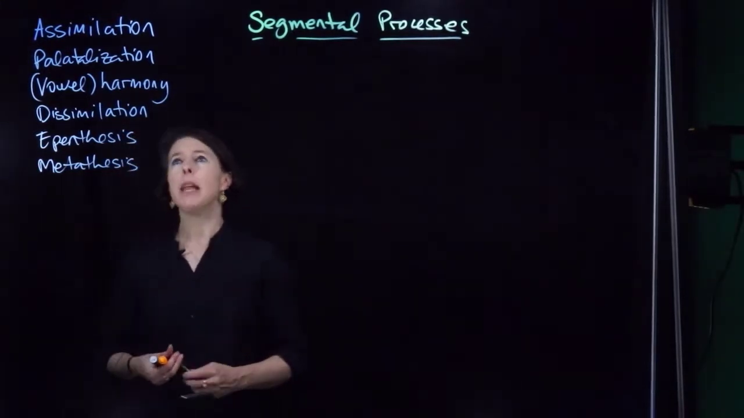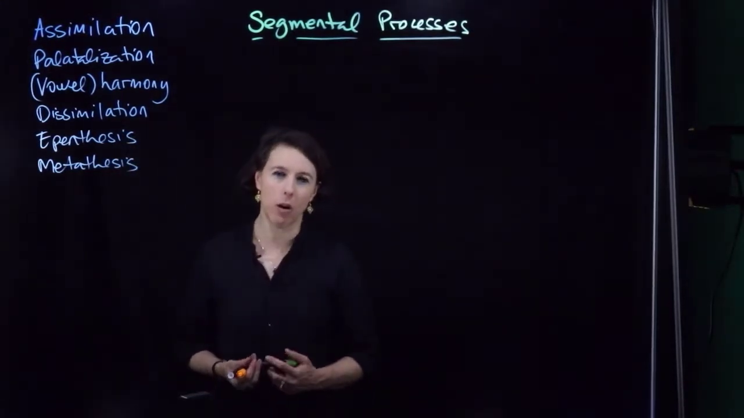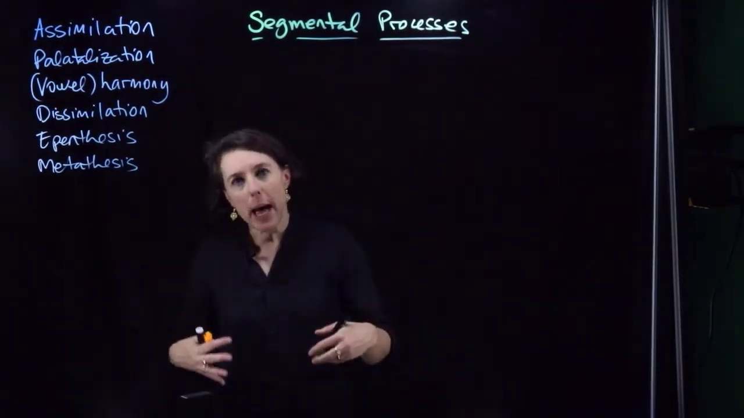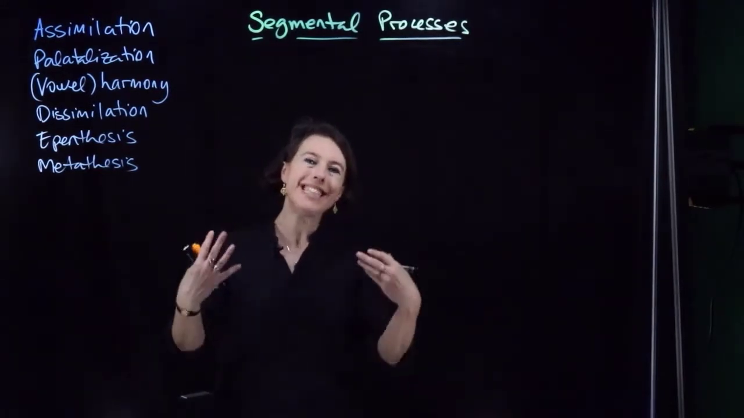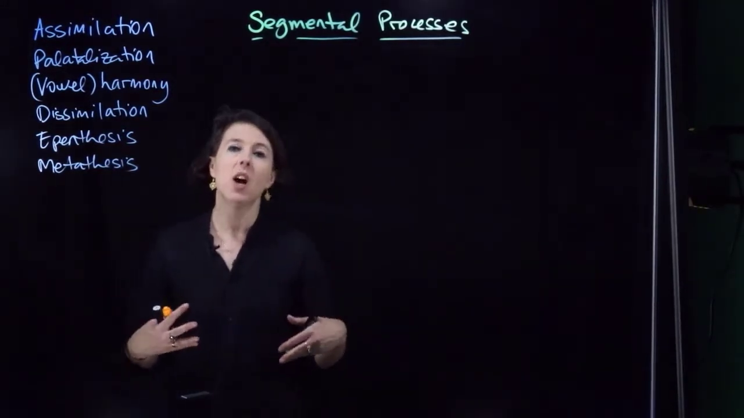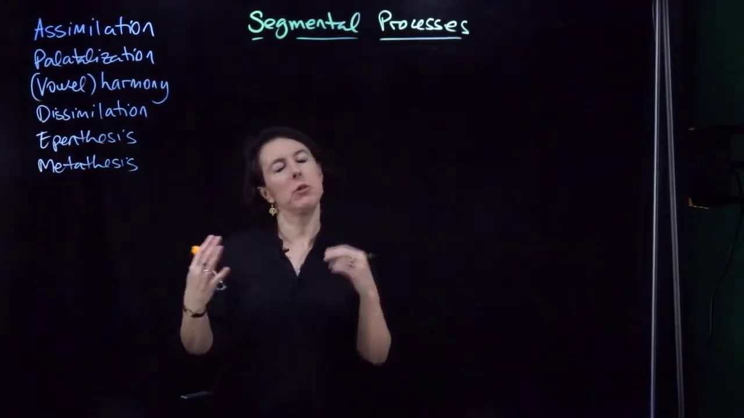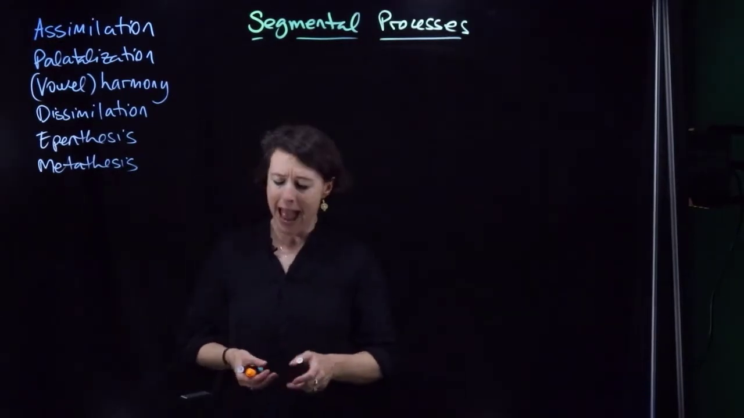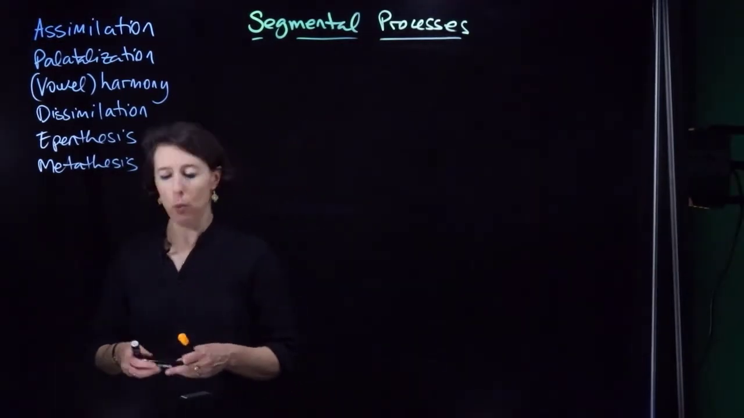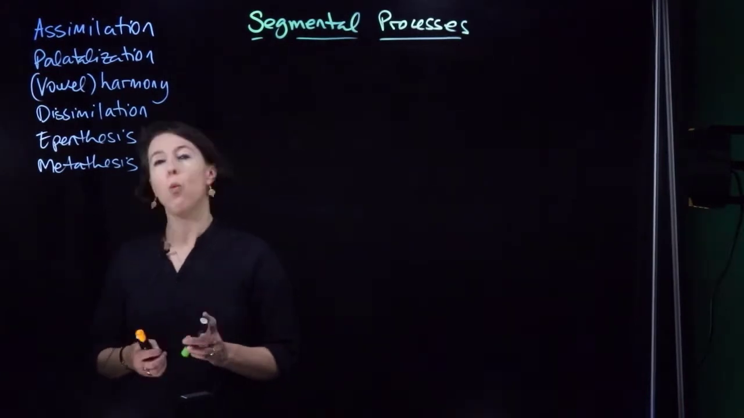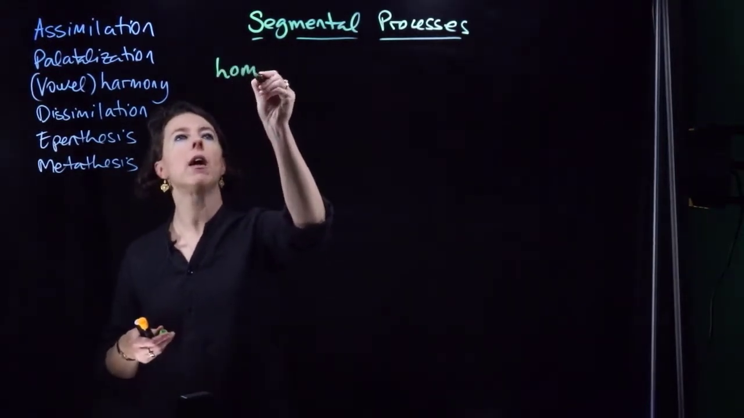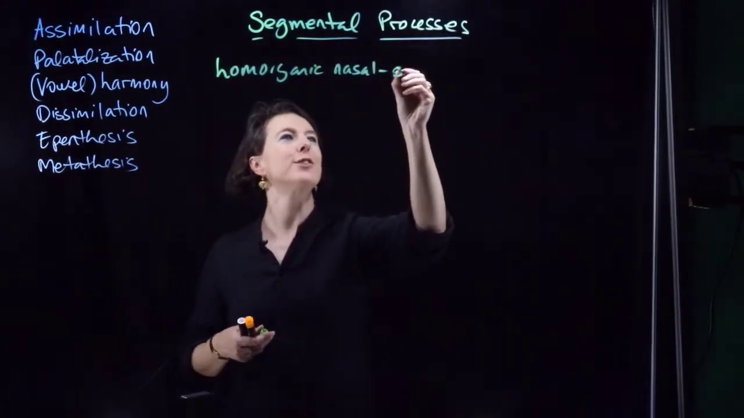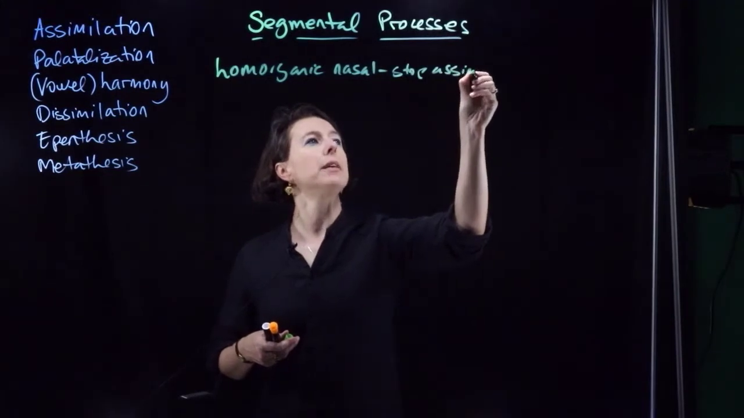And assimilation is an extremely common phonological process. Okay, it's where one segment takes on some phonological feature of an adjacent segment. Usually it's right next to the segment that's been affected. And a really simple example we can have from English is something that is called homoorganic nasal stop assimilation.